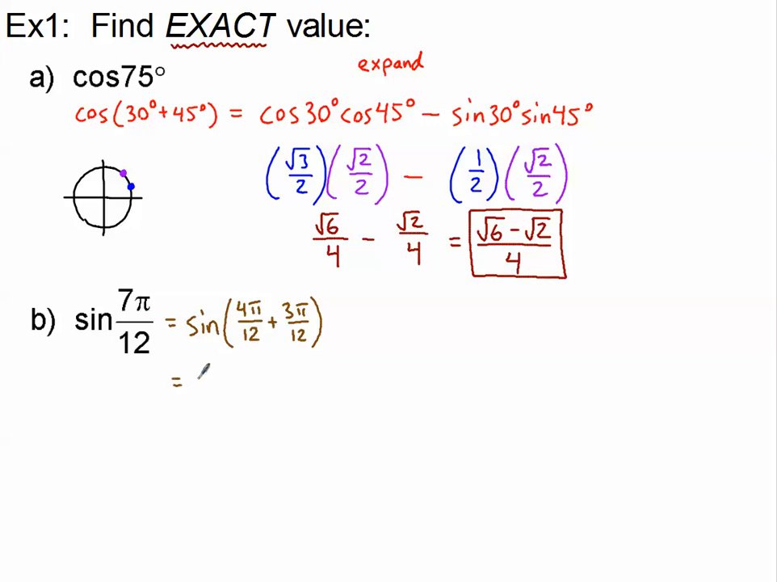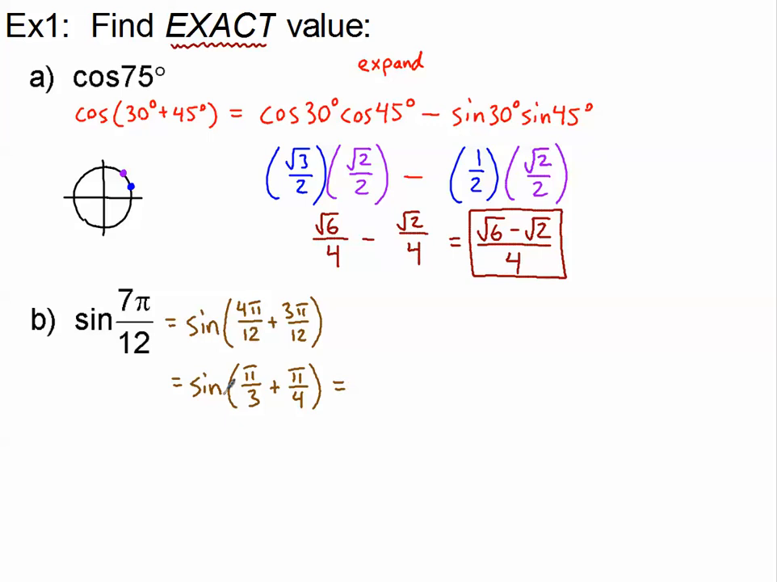And what that does for me is because 4 pi over 12 reduces to pi over 3, hey, that's one of our special angles. And 3 pi over 12 reduces to pi over 4. Hey, that's another one of our special angles. Now I've got it. Pi over 3 plus pi over 4 adds up to 7 pi over 12. So therefore, I can use the sine of a sum identity. And again, I can expand this out.